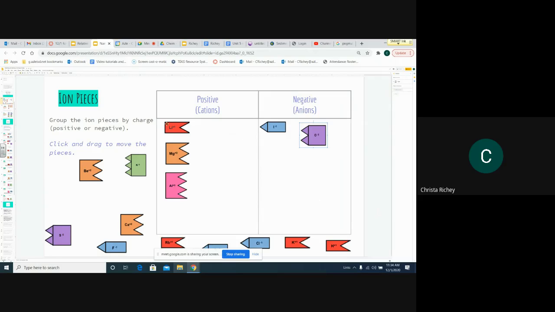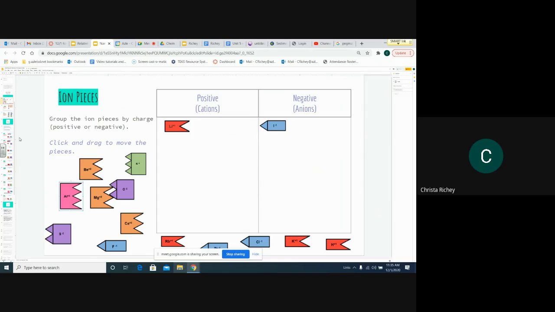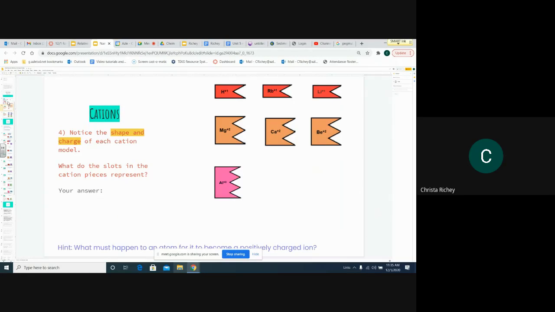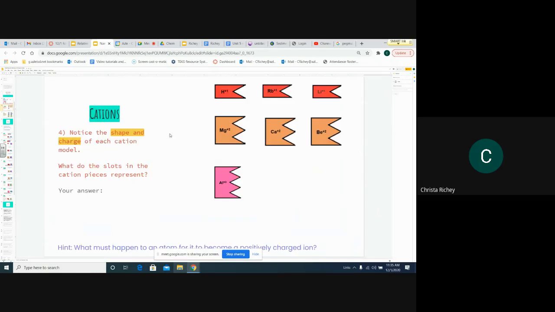Now, if I tried to match up lithium and oxygen, how many lithiums would I need to make it completely flat? How many of these would fit with the oxygen? We haven't gotten to that part yet. I'm going to let you guys sort those, which is an easy part. And then if I go to the next slide, those are so tiny. 1, 2, 3. All right.